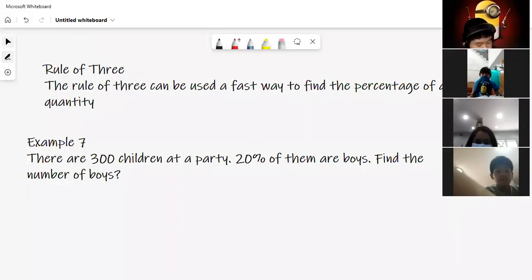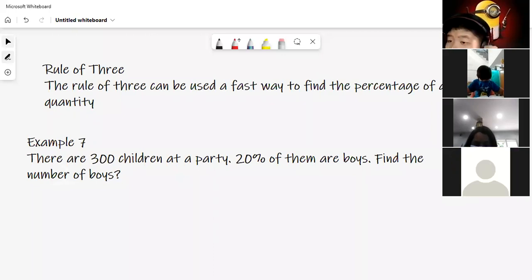We are already on page 107. Solving word problems on percentage.